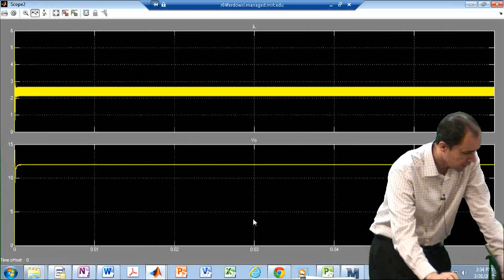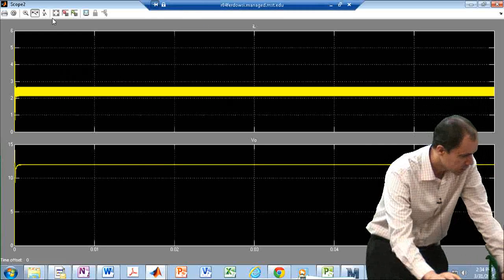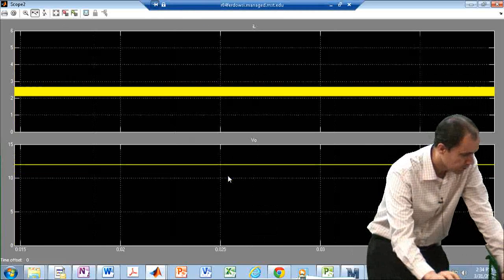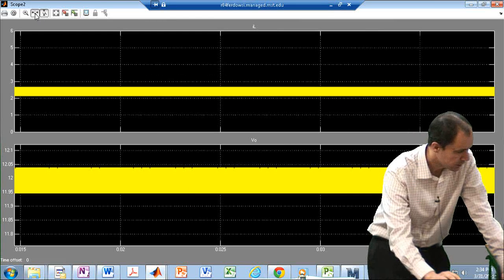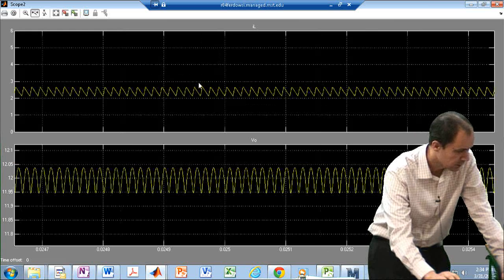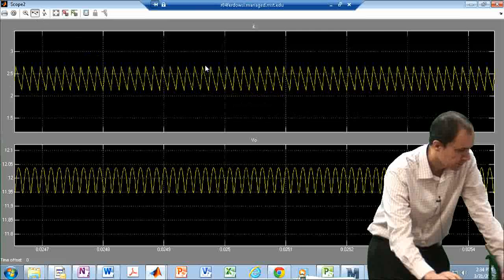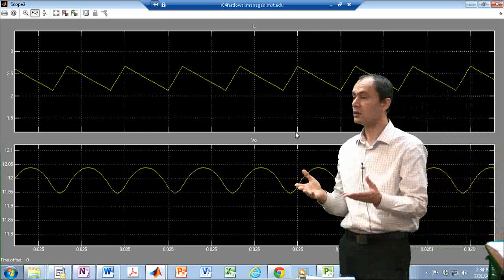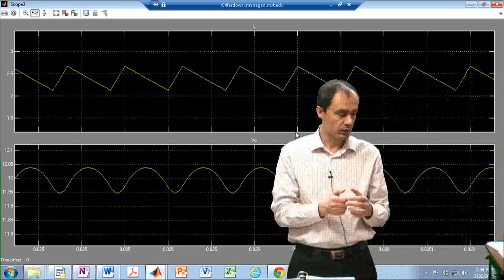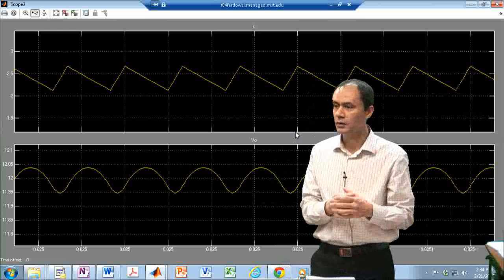So things look okay. I would like my output voltage to be 12. It is 12 actually. There's obviously a little bit of a switching ripple on it. We cannot really eliminate that. And the inductor current looks normal. There are no subharmonic oscillations or anything in it. So everything is normal.